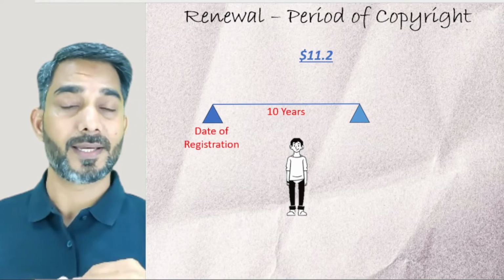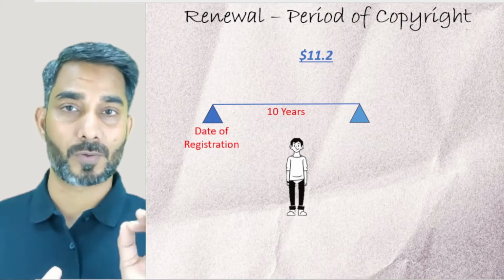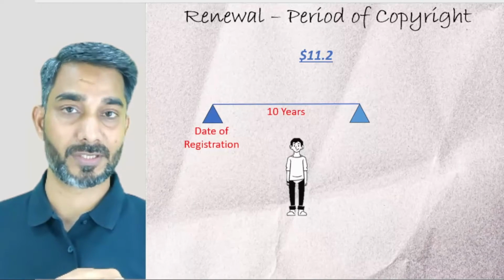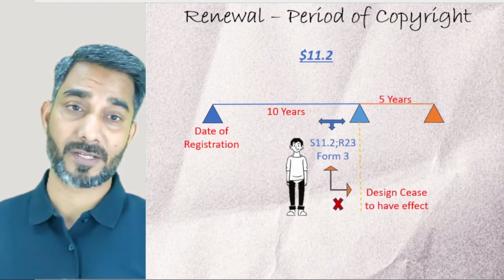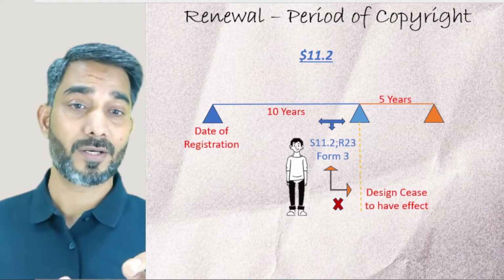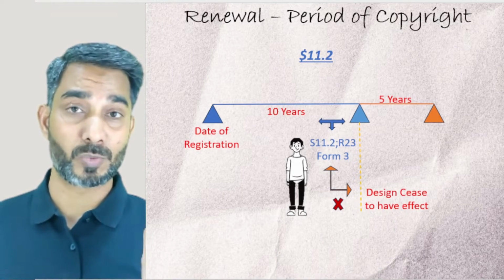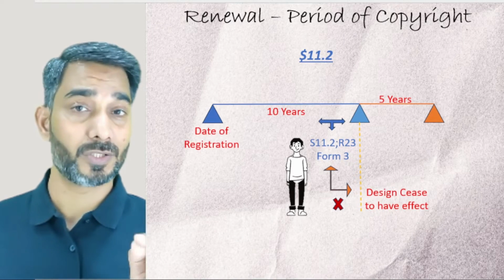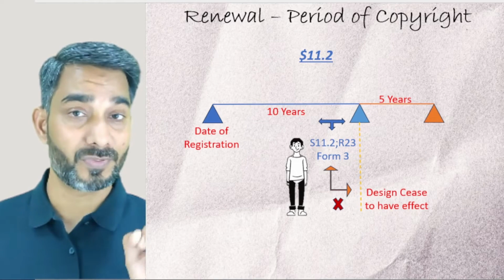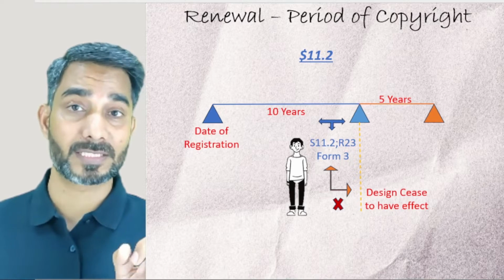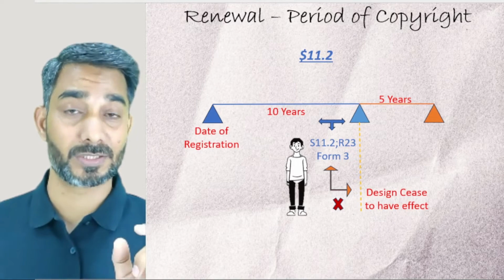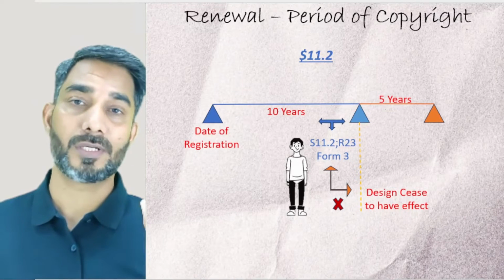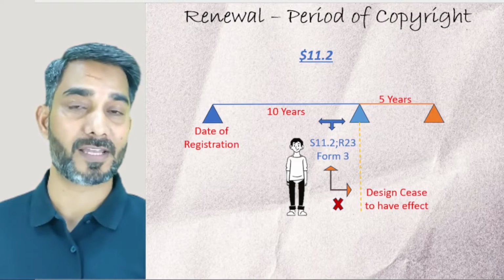As you can see, as per Section 11.2, a copyright on design registration is valid for 10 years from the date of registration, which can further be extended by 5 years, provided you file a request for renewal using Form 3 as per Section 11.2 and Rule 23. Form 3 is to be filed before the expiry of the initial 10 years for your application to be extended by another 5 years. If you do so, the application gets extended by an additional 5 years.